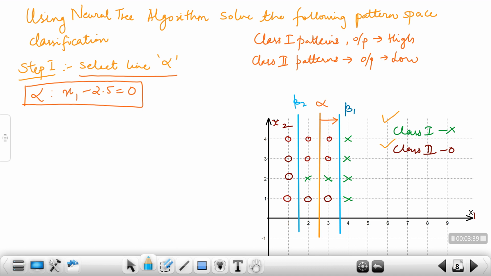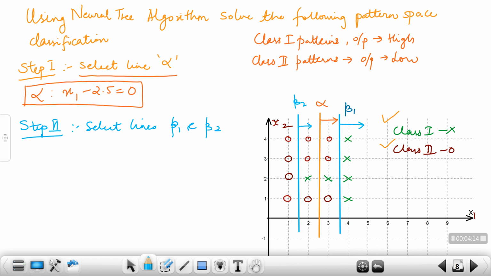Now first we shall see the direction. Which is the direction of beta 1? Beta 1 direction we take this side, because on that side class 1 patterns are maximum, and beta 2 also direction we take this side. Why? Because here there is a class 1 pattern, and on this side there are no class 1 patterns. So we take this direction. So in step 2 we have selected lines beta 1 and beta 2.